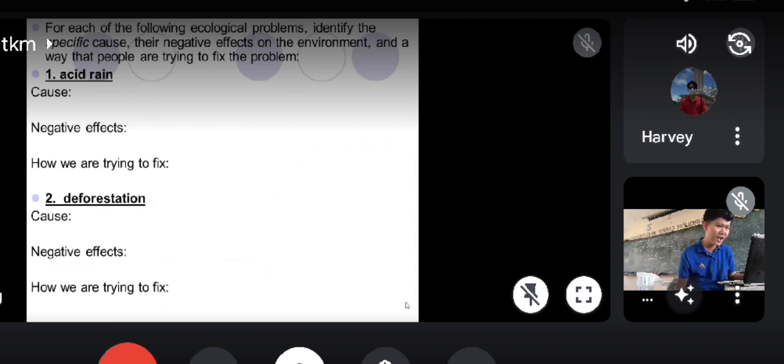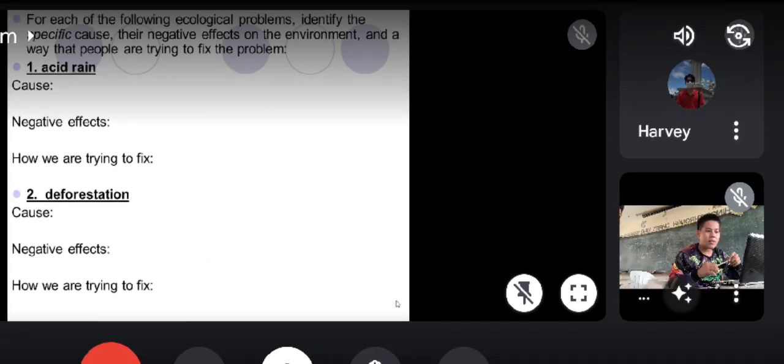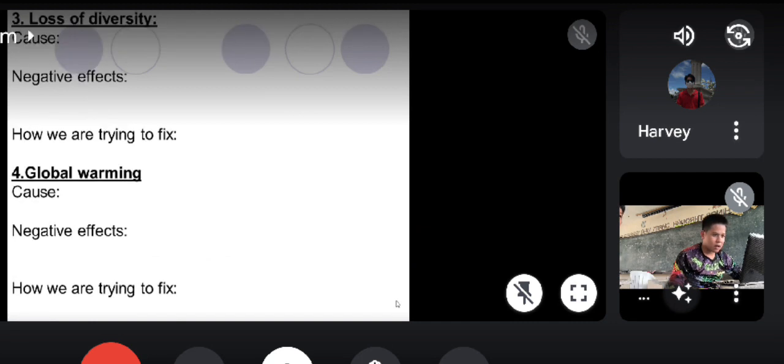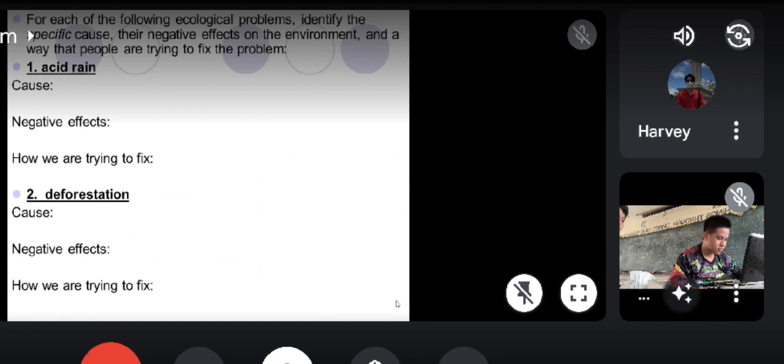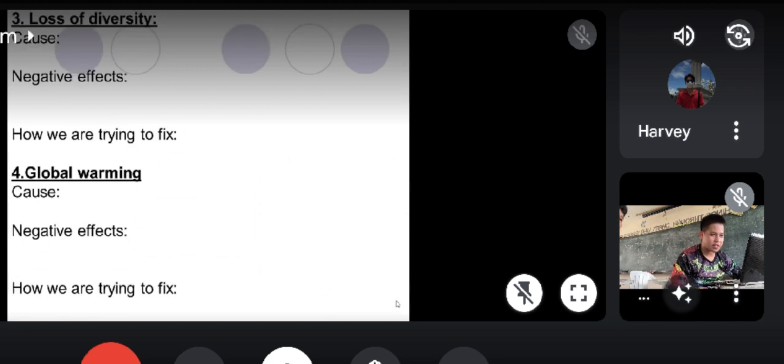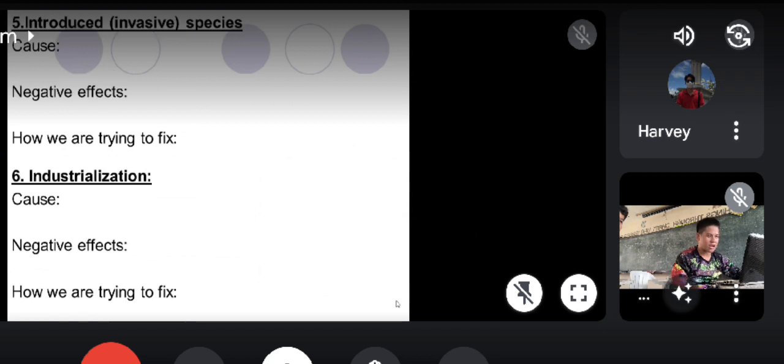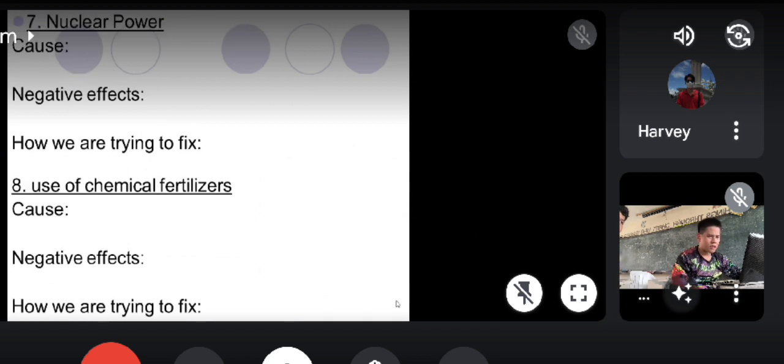First, we have acid rain. One, acid rain, and how we have to fix it. Two, deforestation. Three, loss of diversity. Four, global warming. Six, industrialization. Seven, nuclear power. Eight, use of chemical fertilizer.